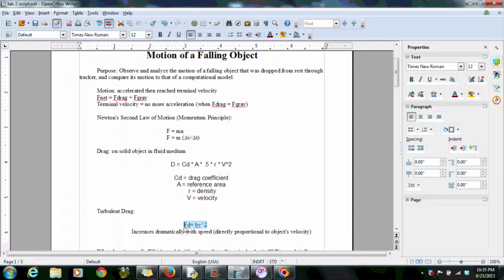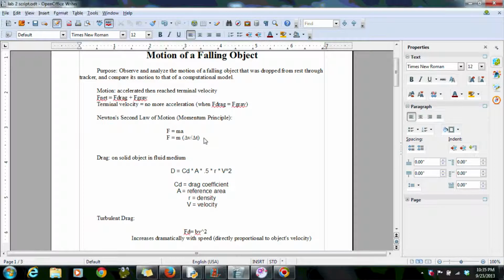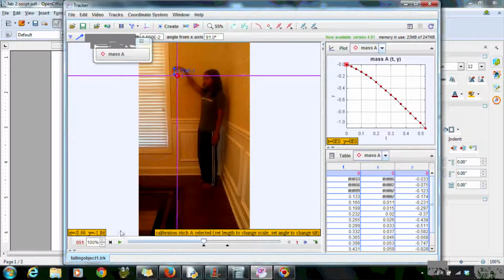The motion of an object can also be explained by Newton's second law of motion, which follows this equation: the final velocity is equal to the initial velocity plus the net force acting on the object divided by its mass, multiplied by the change in time. Since there is a net force in this lab, contributed by the drag and weight forces acting on the object, there will be acceleration, at least at the start of the object's motion, as we will later see.